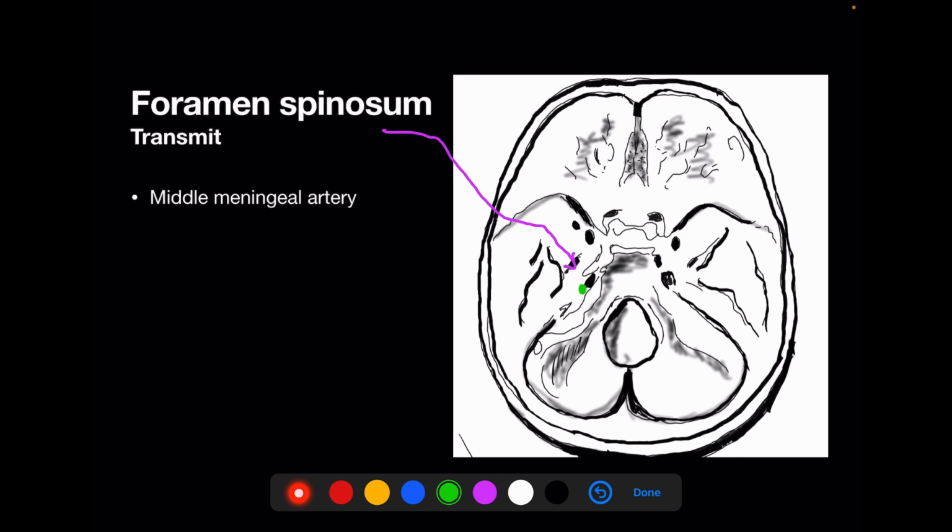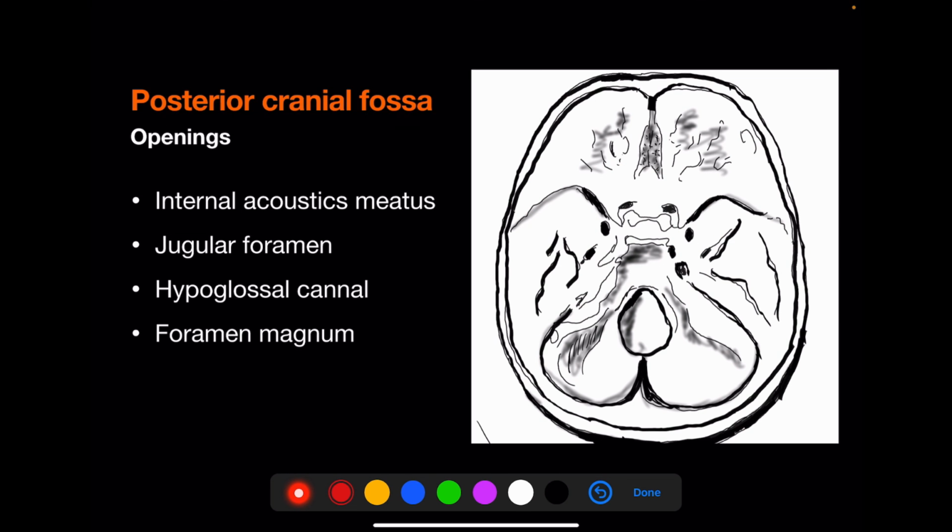Now coming to our point, that is foramen spinosum, which transmits middle meningeal artery. As you can see here, it transmits middle meningeal artery, and it is present in both sides. As you can see, I am using red to identify it on the other side. These are present in both hemispheres, and this transmits what? Meningeal artery. Now coming to our third and final fossa, that is posterior cranial fossa.